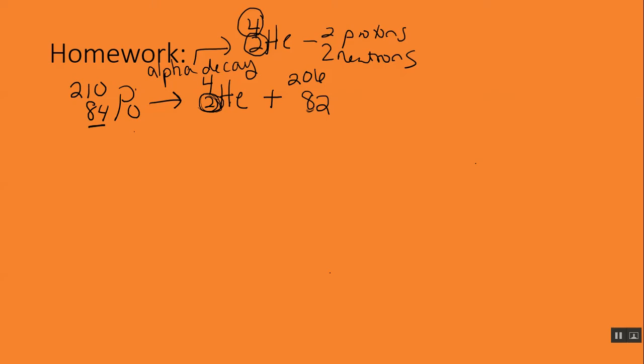Now it's just a matter of looking on the periodic table and seeing what element is atomic number 82. Again, notice that atomic number 82 is the element Pb. So in that first blank, we would have written 4, 2, and He. In that second blank, we would have written that we have 206 for mass, 82 for atomic number, and the symbol is Pb. All right, I'm going to do one more with you, and then you can do the other two on your own.